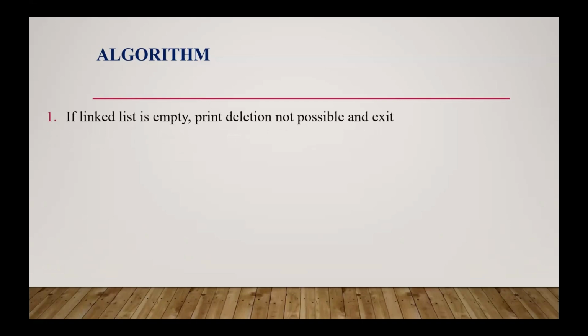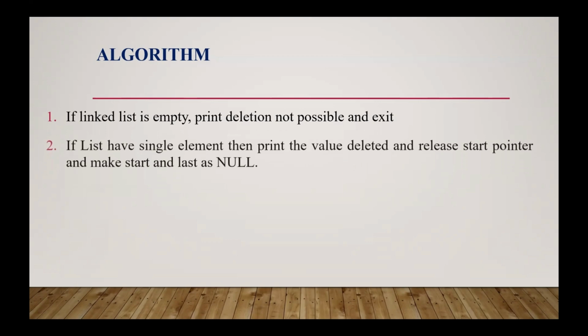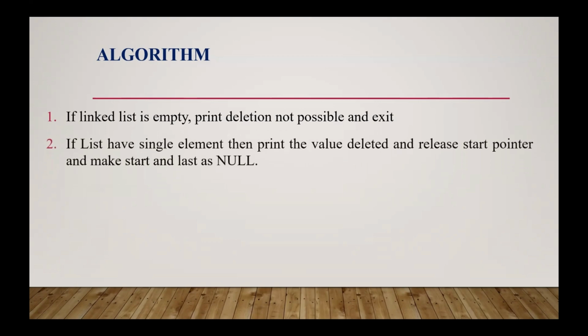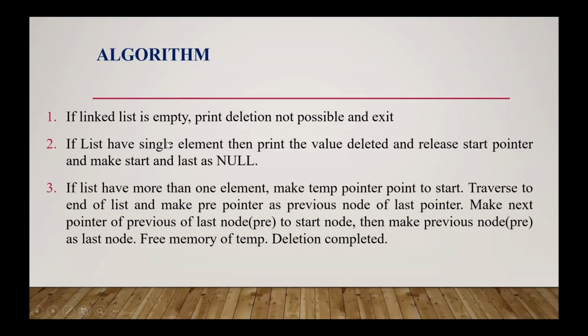So this is the algorithm. If the linked list is empty, print that deletion is not possible and exit. Otherwise, we have to check whether it is a single element or more than one element. The reason is that if it is a single element, then the last pointer also has to be made null. So print the value to be deleted, release the start pointer, and make the start as well as the last a null pointer. Simple. It is the same as the deletion from the first node for the first case. Only this third case we have to consider.